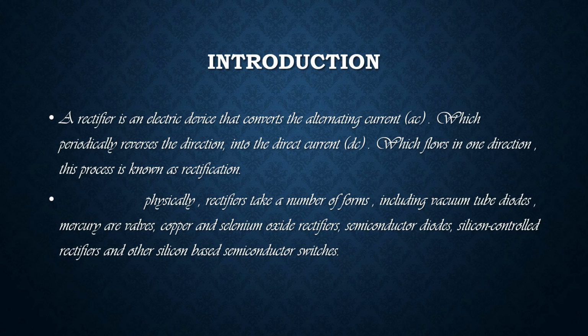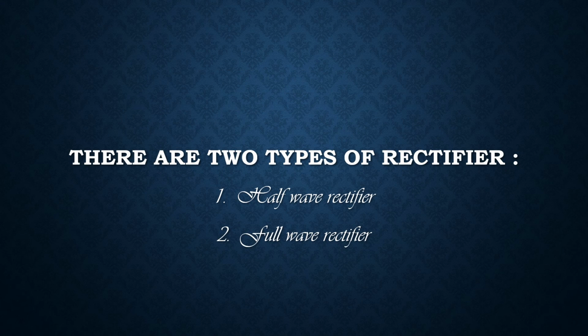Introduction. A rectifier is an electric device that converts the alternating current, which periodically reverses the direction, into the direct current, which flows in one direction. This process is known as rectification, as we all know. There are two types of rectifier. One is the half wave rectifier and another is full wave rectifier.